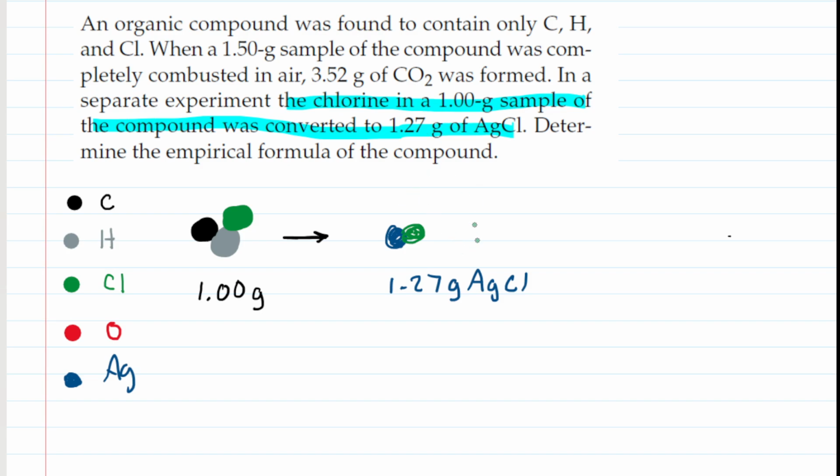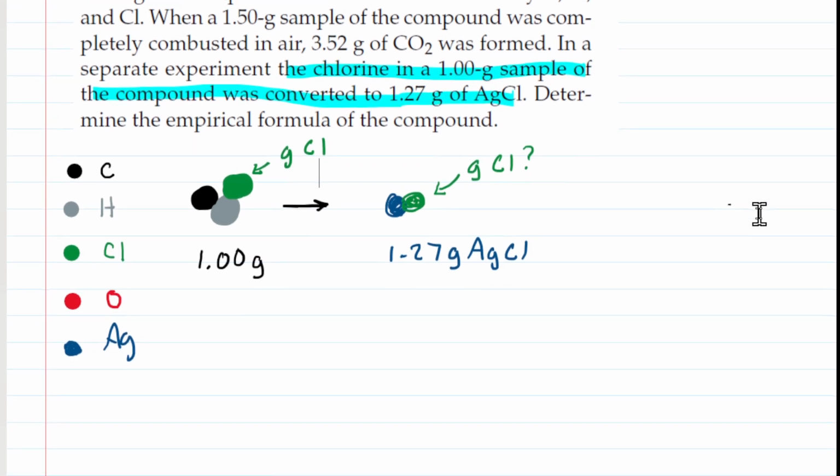What we're going to try to do here is figure out the number of grams of chlorine in the 1.27 grams of silver chloride. And whatever grams of chlorine we obtain will be the same number of grams of chlorine in the original compound. So again, very similar to what we just did.